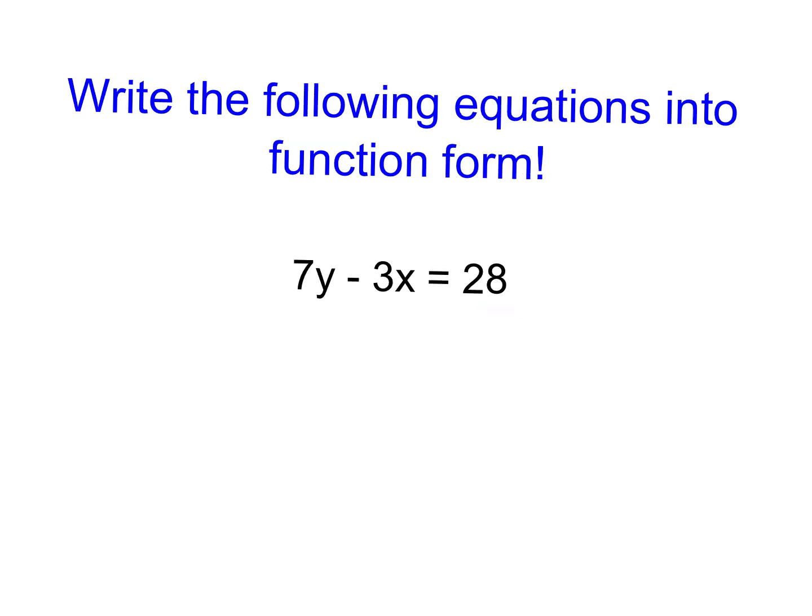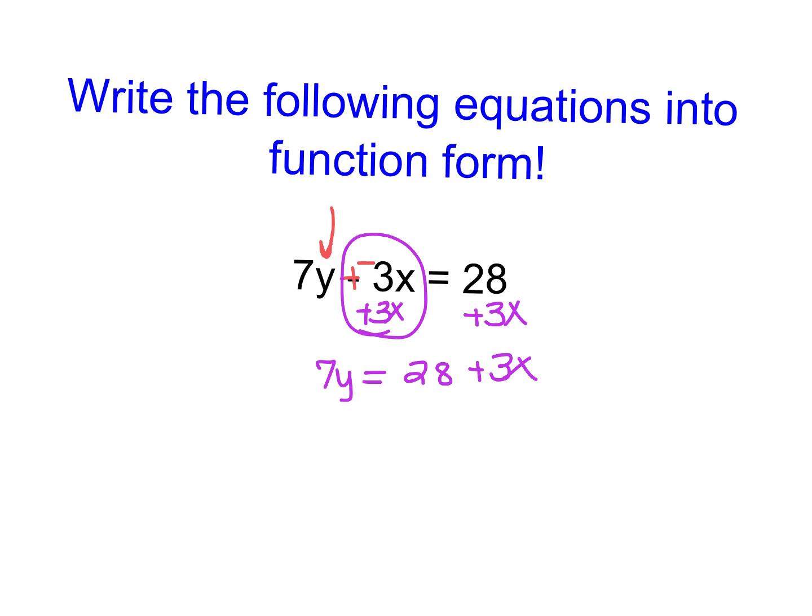All right, next example here. Again, our goal is to get y completely by itself. Again, we start off with keep, change, change. And then we notice that we need to move that 3x to the other side. So hopefully you're already thinking that you can undo that negative 3x by adding 3x to each side. So we add 3x to each side, so we end up with 7y is equal to 28 plus 3x.